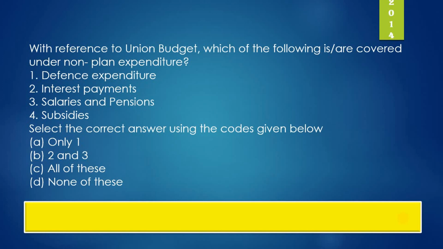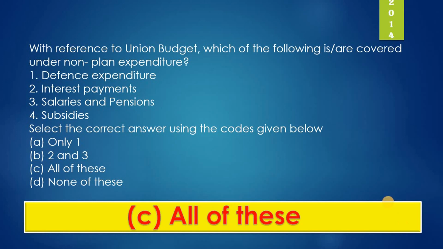With reference to the Indian budget, which of the following is covered under the non-plan expenditure? The items are defense expenditure, interest expenditure, salaries and pensions, and subsidies. Select the correct answer using the codes given below. The options are only 1, 2 and 3, all of these, or none of these. So the answer is option C, that is all of these. Defense, interest payments, salaries and pensions, and subsidies are all included in the non-plan expenditure of the Indian budget.